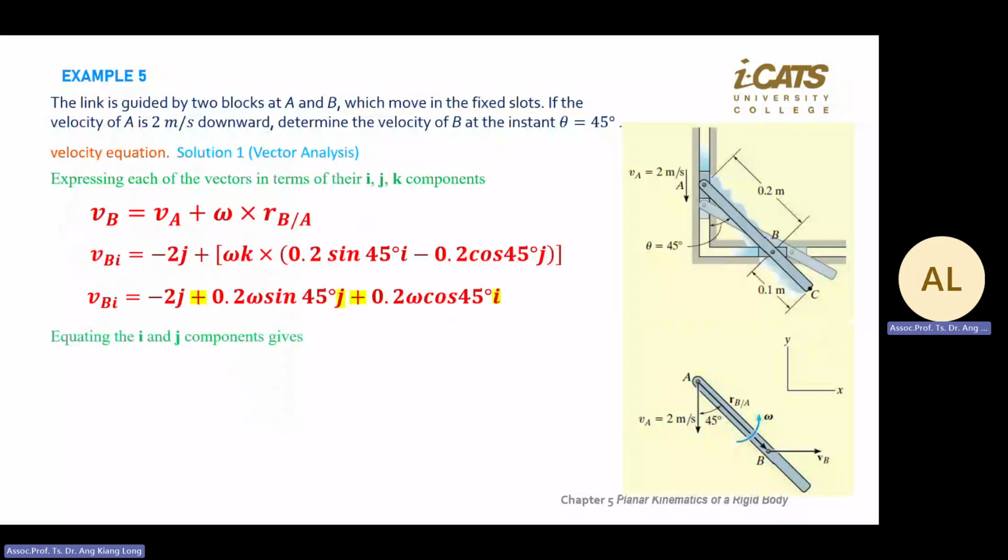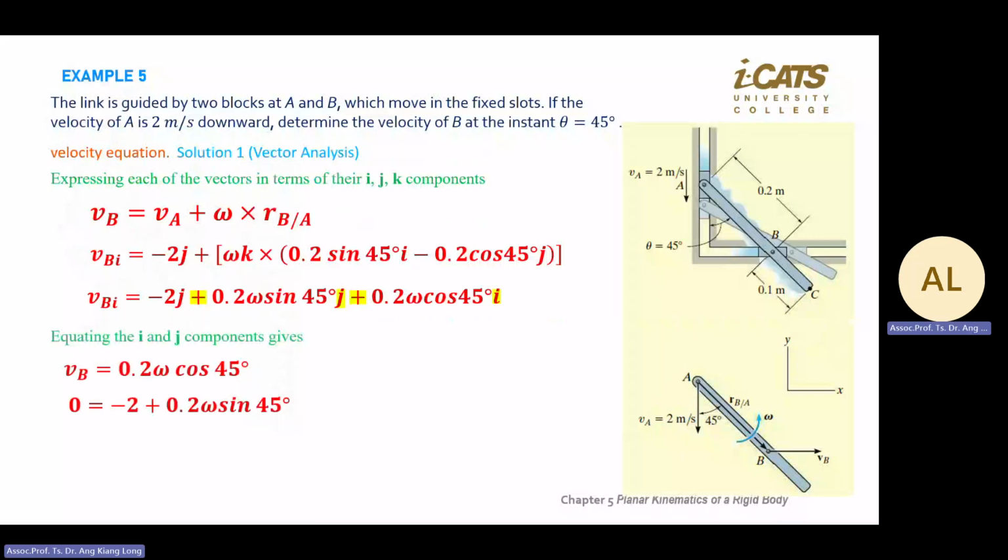This is more mathematics. What is important today, what we learn, is VB equal to VA plus omega cross R. This is what we focus on. So when you solve the problems, you look at the x direction and the y direction. In the x direction, J is not our concern.